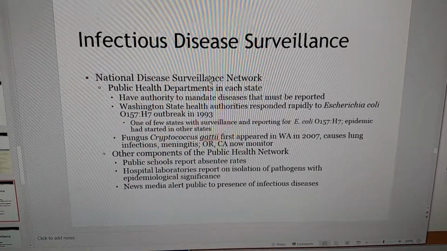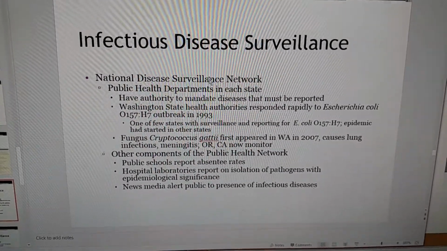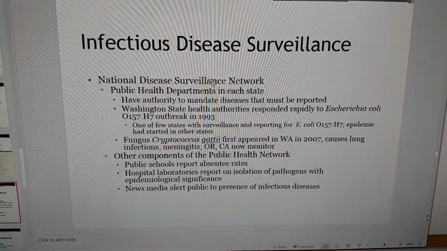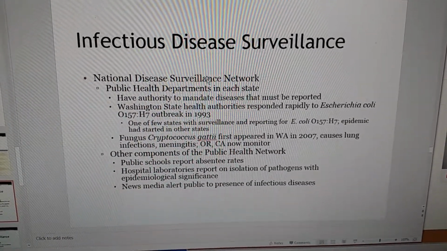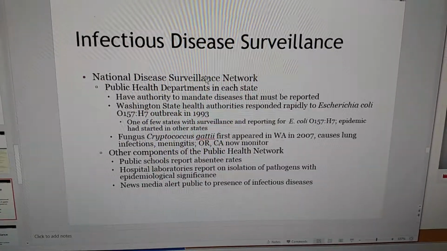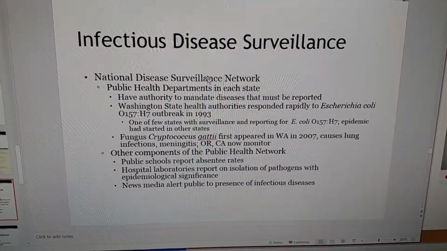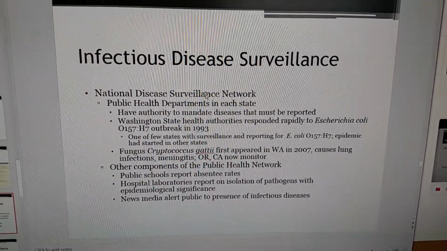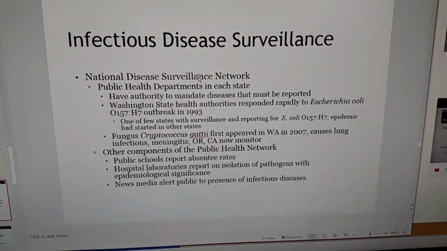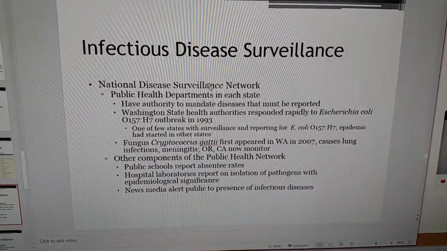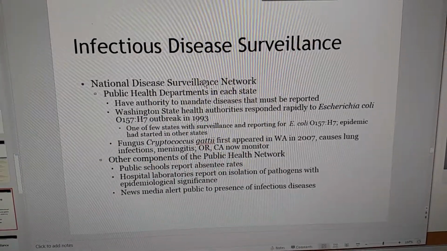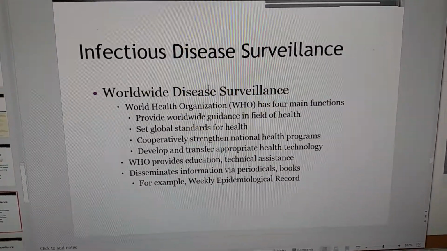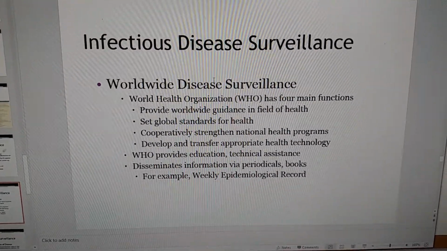That's how we can respond quickly to outbreaks of things like E. coli and romaine lettuce and listeria and Blue Bell ice cream. Also, if you have high numbers of absence rates in, like, high schools, schools have to actually report that to the public health network. News media is also required to alert the public when outbreaks are happening. We also have the World Health Organization.